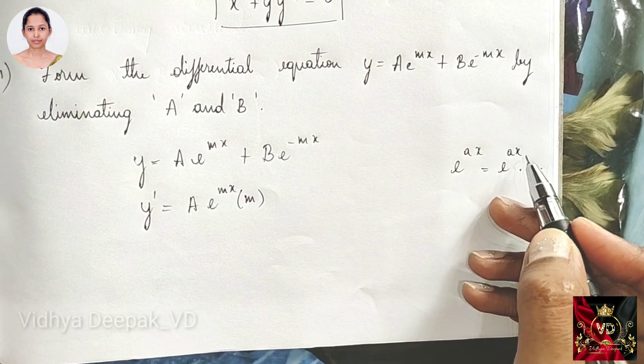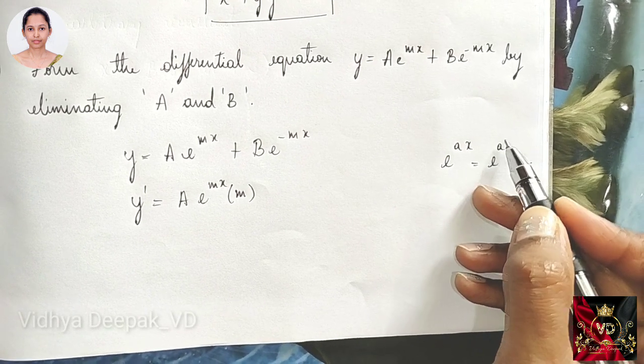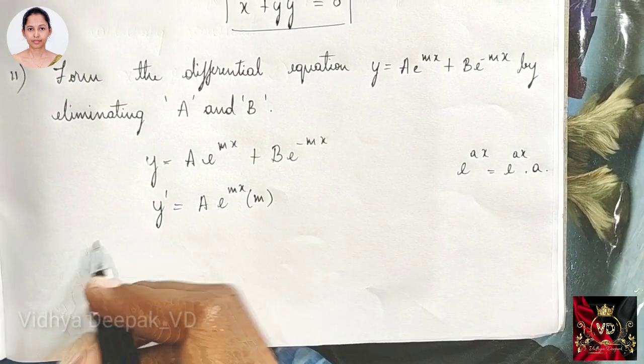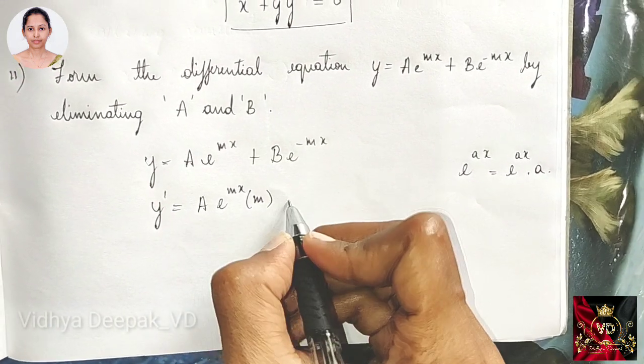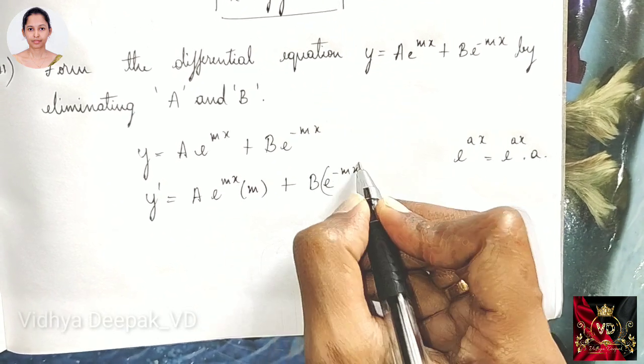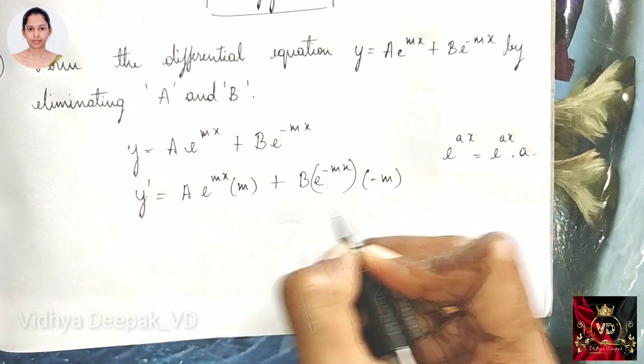Differentiating e to the power of x is e to the power of x. That means e to the power of ax is e to the power of ax. Again chain rule. Ax differentiation is a into x differentiation is 1. Okay. So we have into m plus b into e to the power of minus mx into, what is the differentiation of minus mx? Minus m into x is 1.